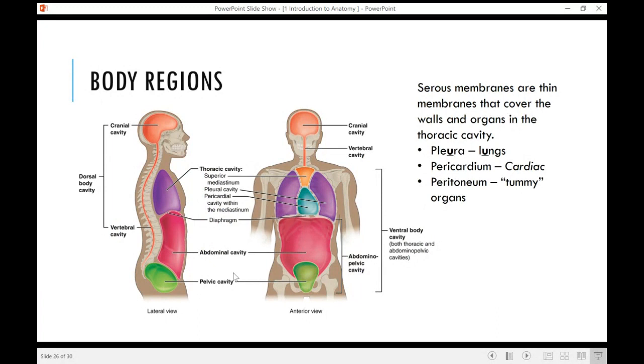When we talk about the body regions, we have different cavities, so to speak, where we keep some of our organs. This is the cranial cavity, and the cranial cavity is going to contain our brain. We also have the vertebral cavity, which is going to contain our spinal cord.